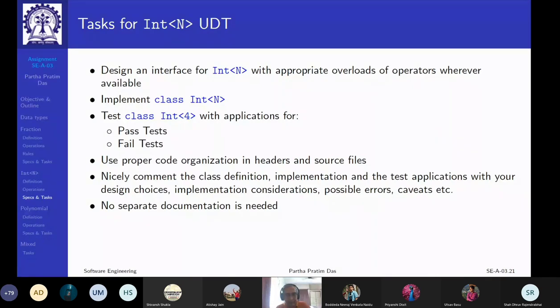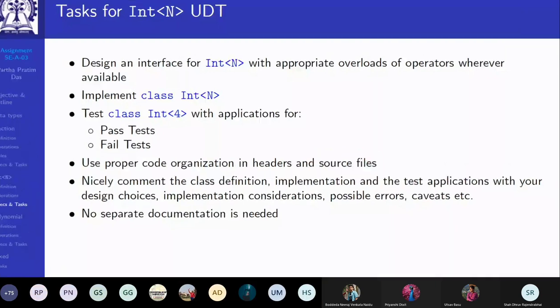Let me get back to ask if there are specific questions. Is this clear? Is this intent data type clear? Any questions on the specification and the task?